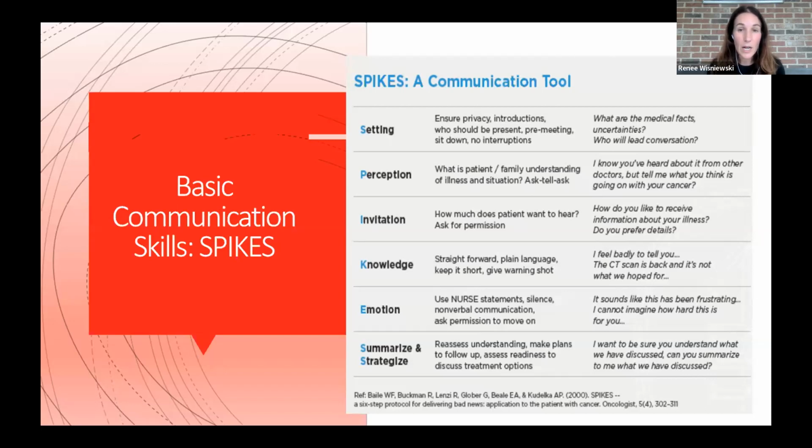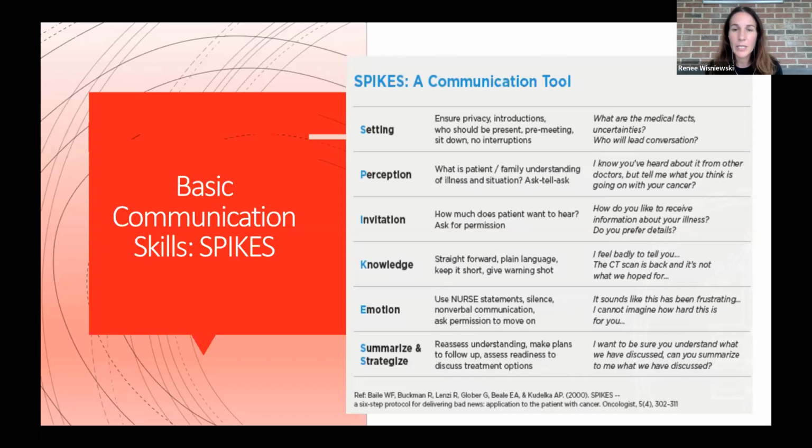Also, K stands for knowledge. Be straightforward, use plain language, not medical jargon. Keep it short and give a warning. I don't like to use the word shot, it feels violent, but give a warning acknowledgement that this may be hard to hear, or I feel badly to tell you, so that the patient knows that there's some serious information that maybe isn't what we had hoped. Again, E is emotion.